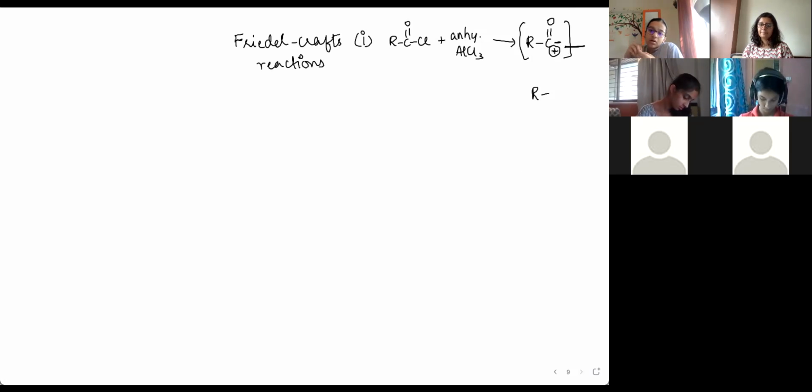Ma'am, acyl group is RCOH, right? Then that becomes an aldehyde. Oh, it will become COOH. No, she's asking COH. If I put an H here, it becomes an aldehyde. So this particular species was called an acyl halide.